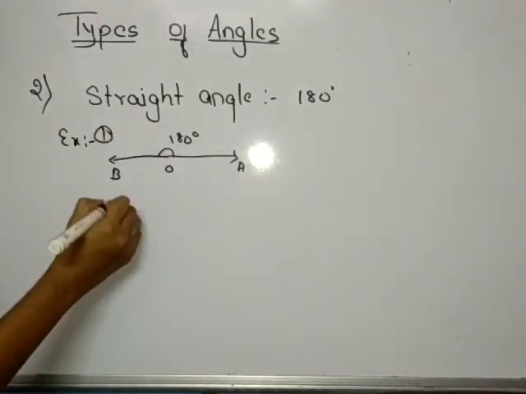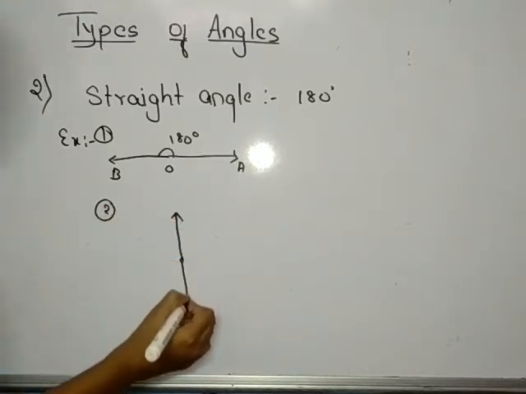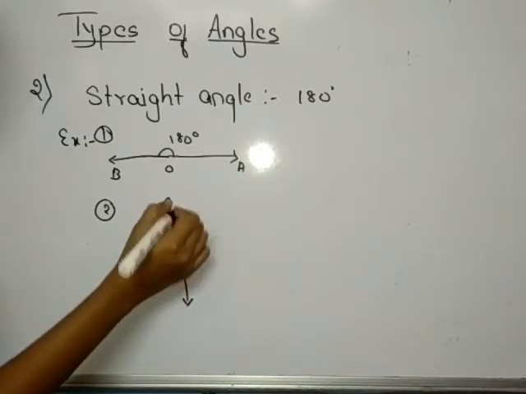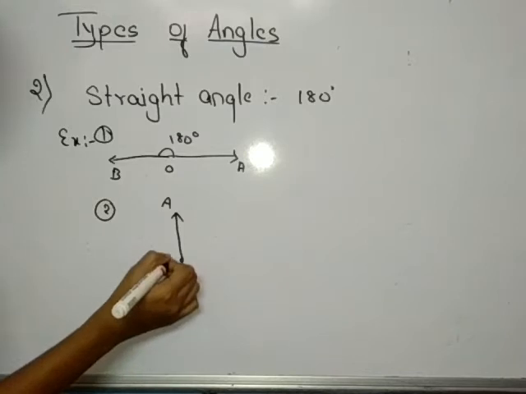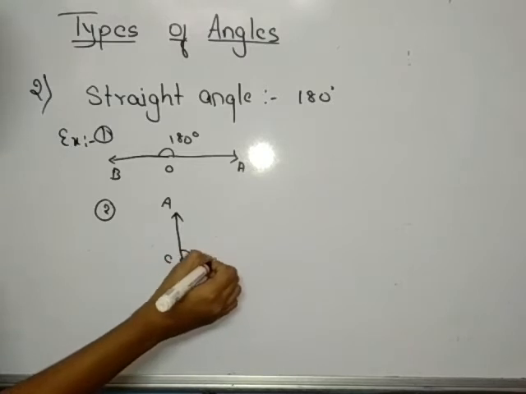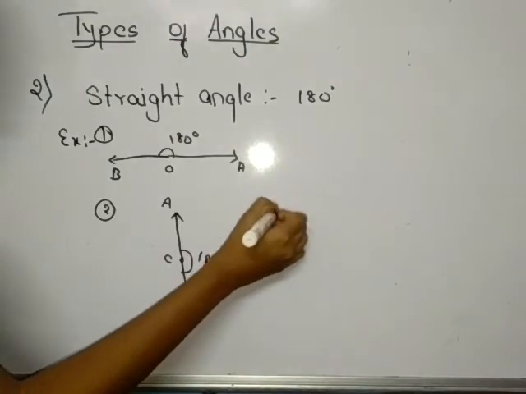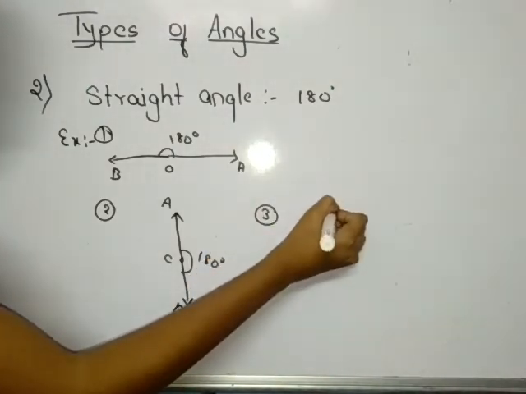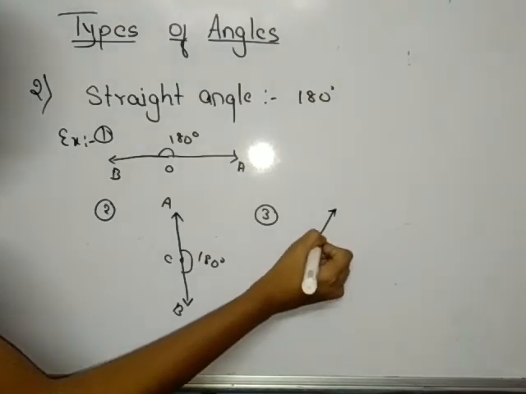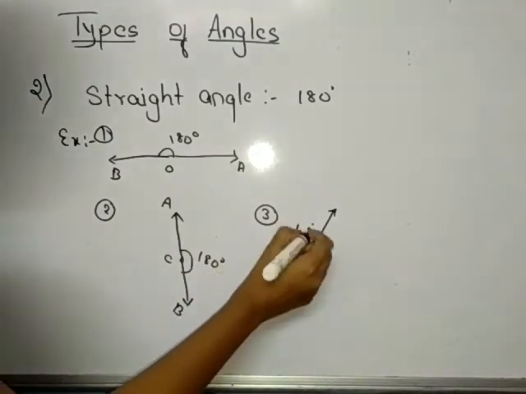And the second example: this is one ray and this is another ray. We name them A, B and C. Then the angle between these two rays is 180 degrees. This is a straight angle. Then the third example: these are the two rays. The angle between them is again 180 degrees. Such angles are called straight angles. This is 180 degrees.